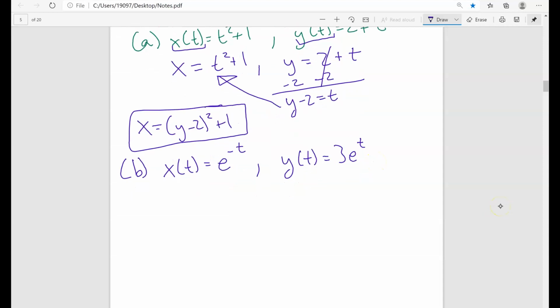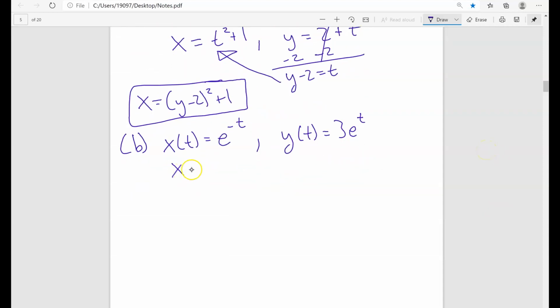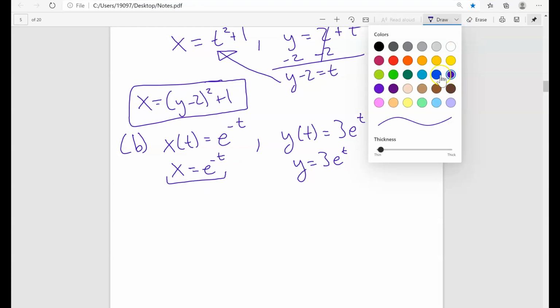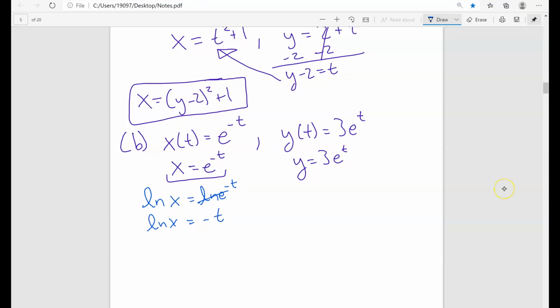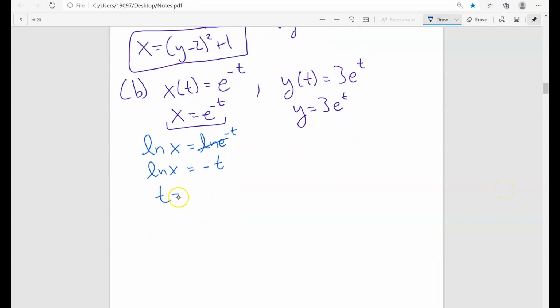Okay, so one of the things that I want to do, let's write it as x equals e to the negative t, and then y equals 3e to the t. So let's start off by solving. I think this one might be a little easier. Well, it doesn't really matter. So remember, to get rid of that e, you have to take the natural log. So I'm going to take natural log to both sides. Okay, so then you're going to be left with ln of x is equal to, this goes away, negative t. And then we're just going to divide by that negative, so t equals negative ln of x.